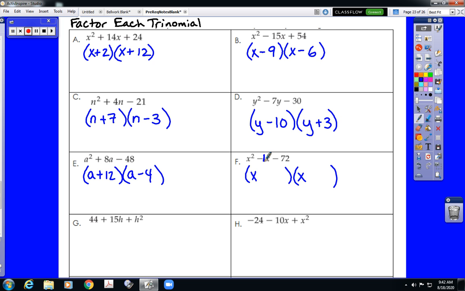Anyway, on letter F, we're looking for a pair of numbers that multiplies to negative 72 and adds to negative 1, because remember there is a 1 in front of that x. That would be negative 9 and positive 8.